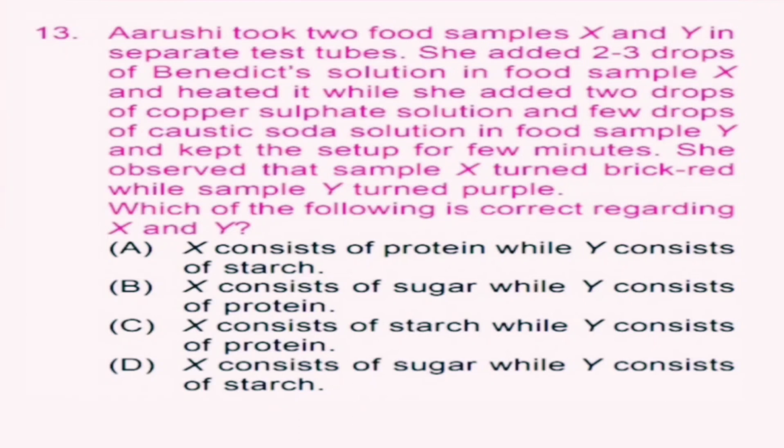Here, in food sample X, Arushi added Benedict solution and the food sample turned brick red in color. So it indicates the food sample contains sugar. And in food sample Y, she added 2 drops of copper sulfate and a few drops of caustic soda and the solution turned purple in color. That indicates the food sample contains protein. So here B is the correct answer.